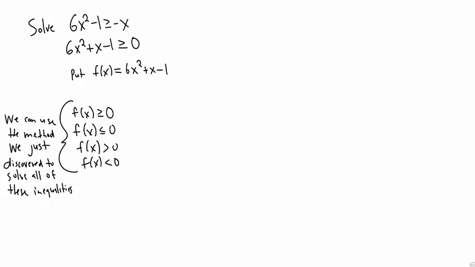Let's do this. First, let's use whether the graph opens upwards or downwards. So what is A here? A is 6, which is positive. So right now we know that the graph will look like this.